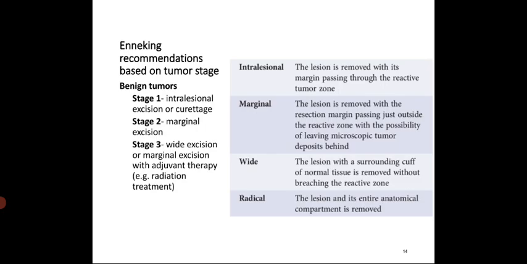Now these are the recommendations based on the tumor stage. For benign tumors, you can do just intralesional excision or curettage. For stage 2 tumors, or those tumors which are more aggressive with fracture involvement, we usually do marginal excision, or just the capsule around it. We can leave a bit of tumor tissue there. For stage 3, we do wide excision or marginal excision with adjuvant therapy.